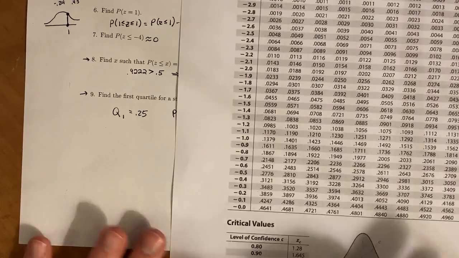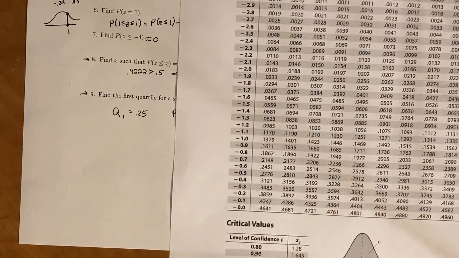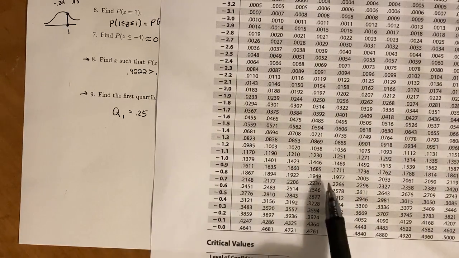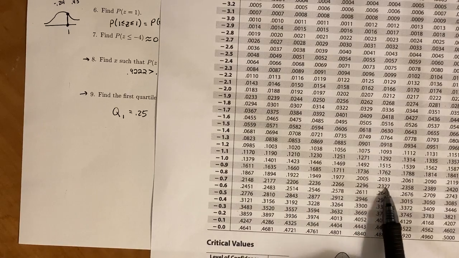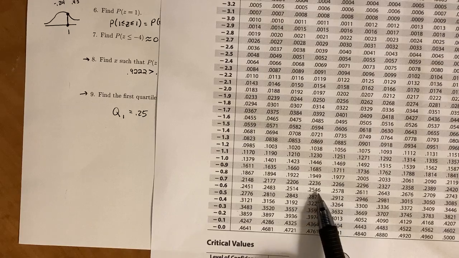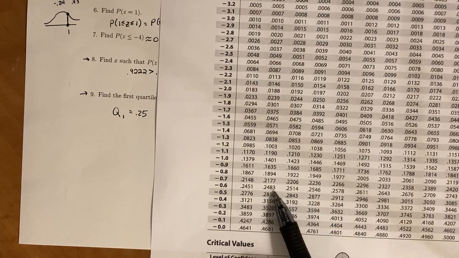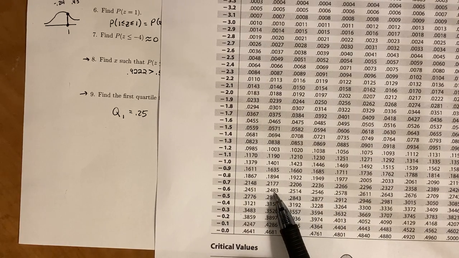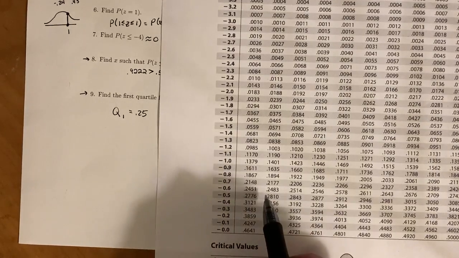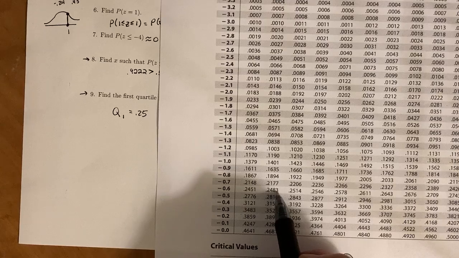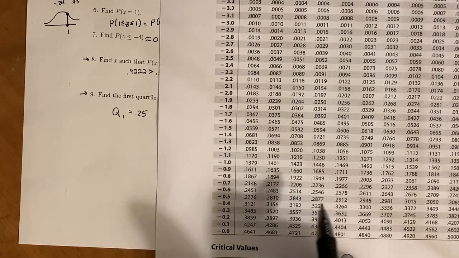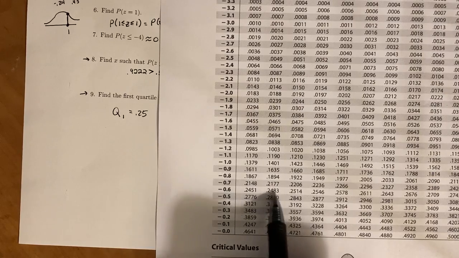So we come over to our chart that has the negatives. We go into our chart and we look for 0.25. So we're moving around. And where do we see that? We don't have an exact answer, but when we look here, we have 0.2483 and we have 0.2514. So 0.25 is somewhere in between these two numbers.